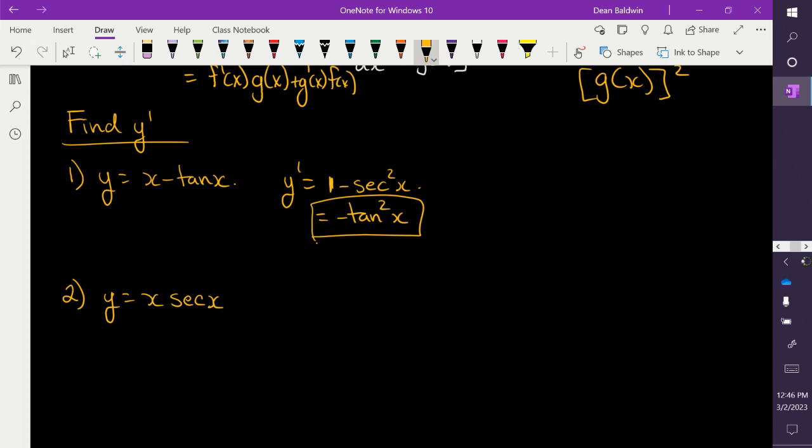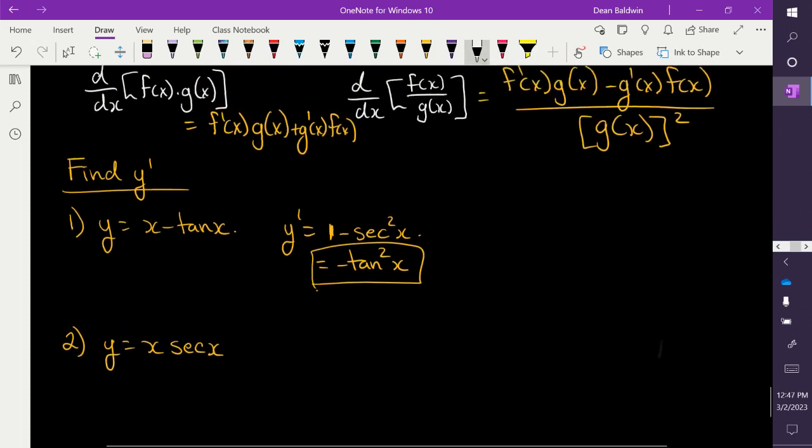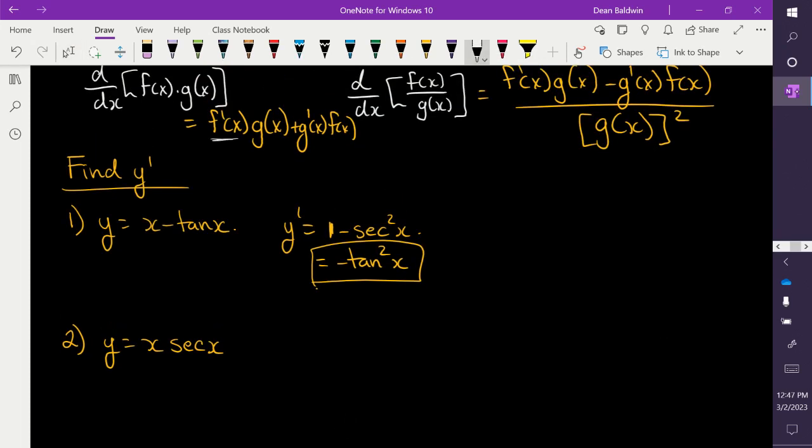So y is equal to x times secant x. What rule do we need to use here? Product rule, because we have two functions being multiplied by each other. Product rule says derivative of the first function, so I'll call this one f. What's the derivative of x? 1 times the other function, secant x, plus, what's the derivative of secant?